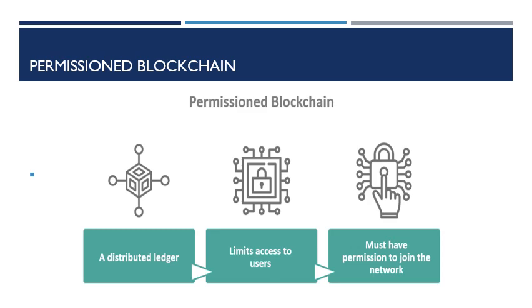The characteristics of permissionless blockchain are: it has no central authority, the platform is completely open source, and it has full transparency of the transaction and heavy use of tokens.